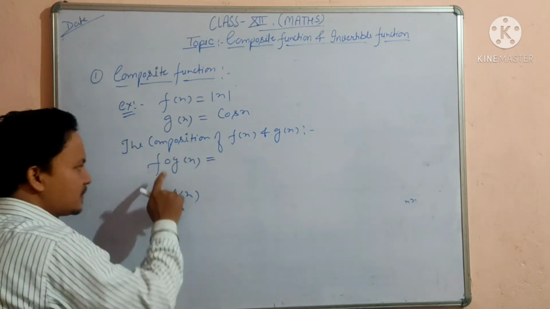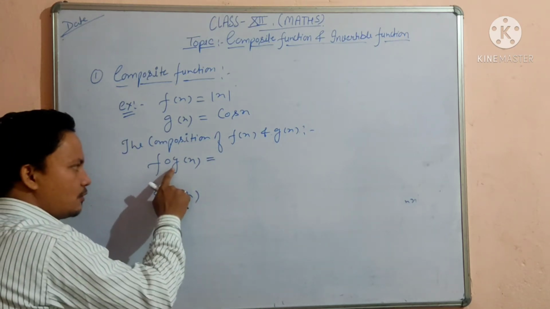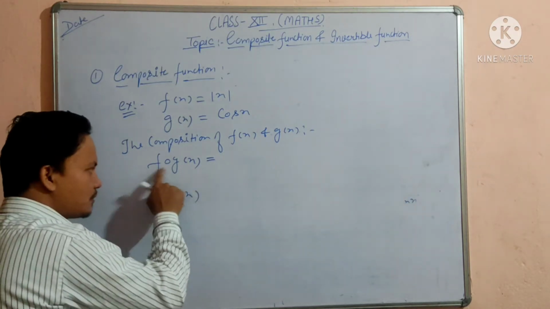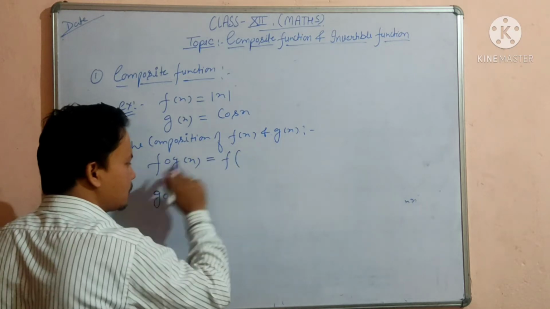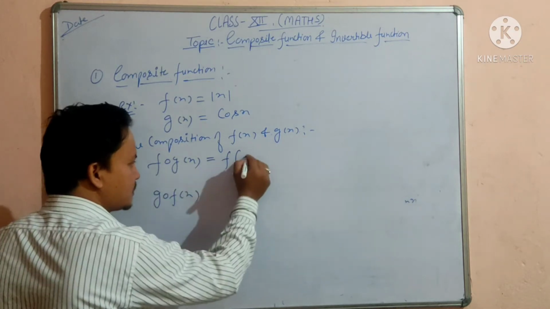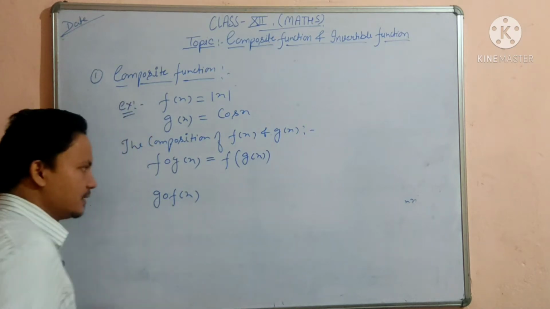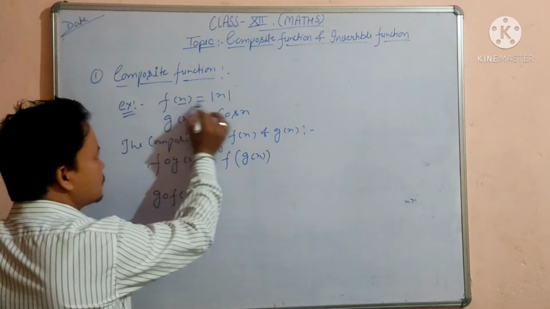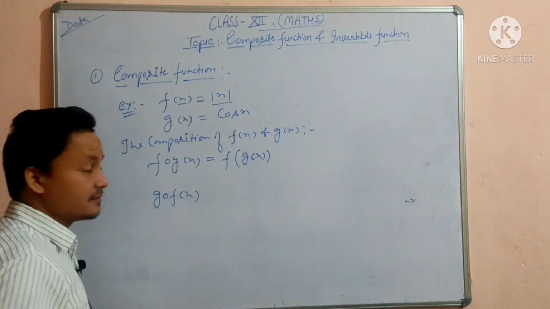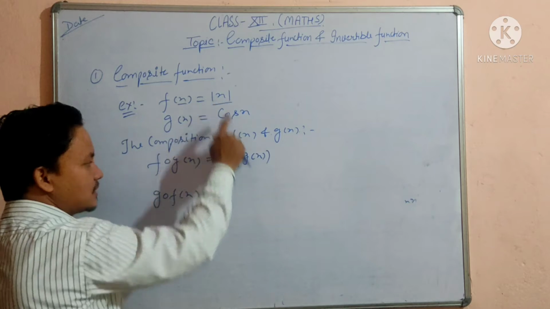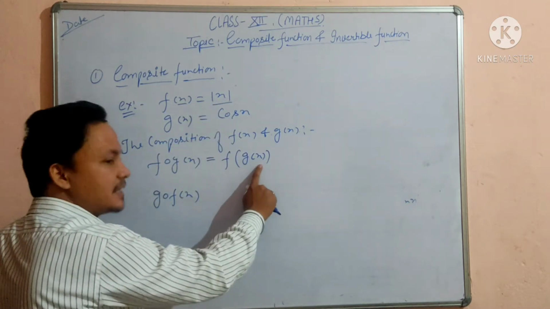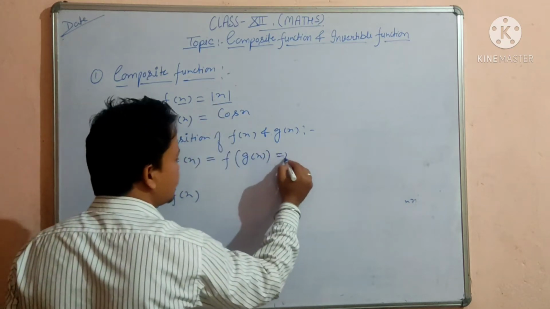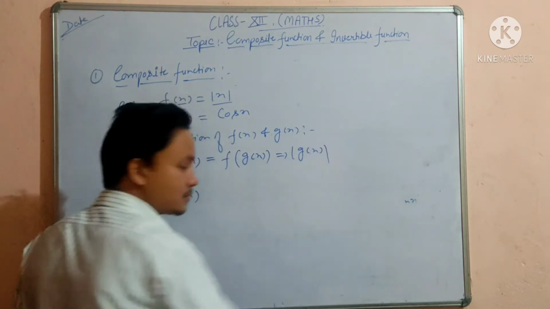So how will we find it? Replacing this o, f of g(x). This reads as f of g of x. So replace this o with a bracket, and this can be written as f of g(x). Now see, f(x) is equal to modulus of x. What is given? Function f(x) is given as mod x. Now we are interested to find f of g(x). So replace the x with g(x) over here. So what will we get from here? Modulus of g(x).